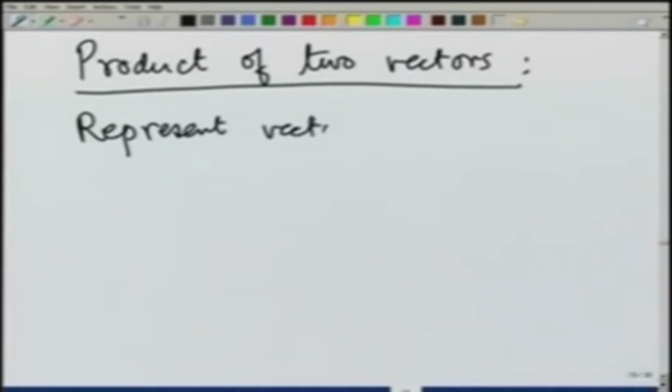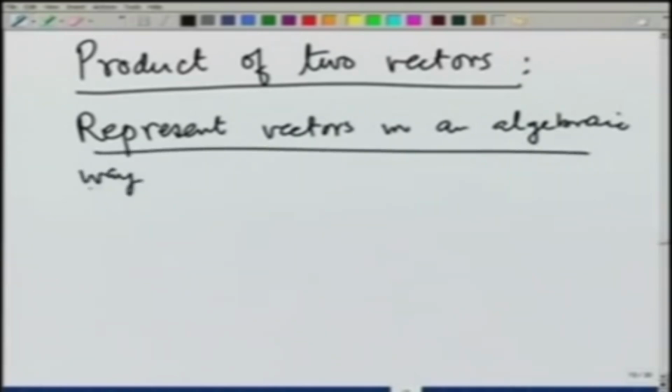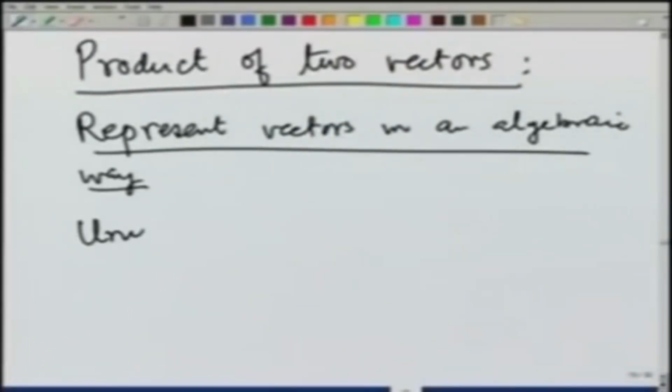vectors in an algebraic way, and then we will be able to define the product of two vectors properly. Not only that, representing vectors in an algebraic way would make addition and subtraction of two vectors easy when we have many vectors. So, for that, first I introduce the concept of unit vector.